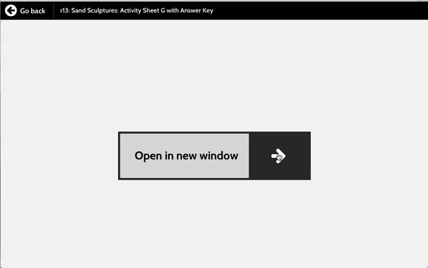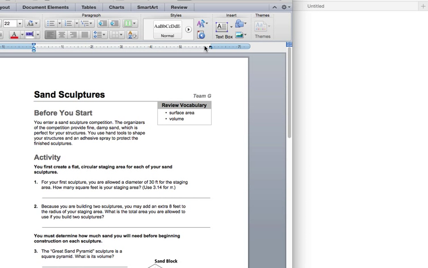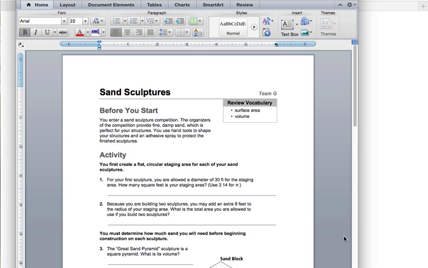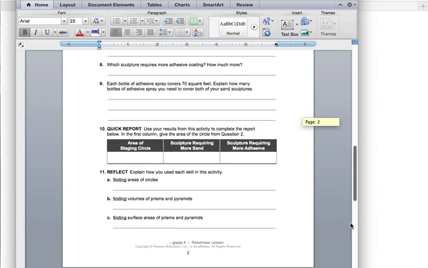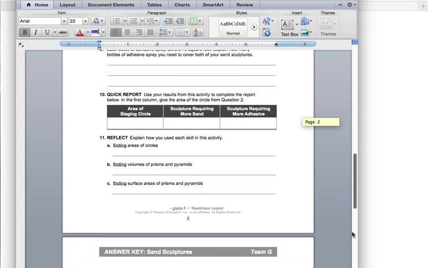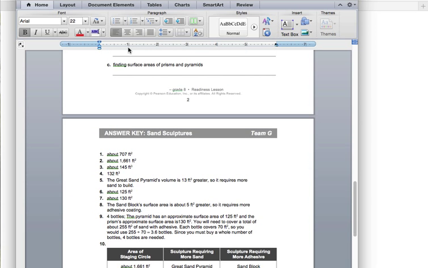You want to pull that up, and it'll come up in a Word document. Mine was downloaded to my download folder, depending on how you have your browser set up. You can see that it is a Word document that's editable, and it is a handout. It's 2 pages that you would give to students to work in groups. The third page is the answer key. Obviously, don't give that out. So you want to have that ready to go before you start.